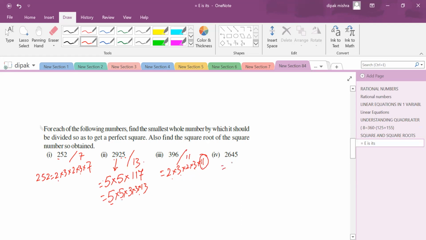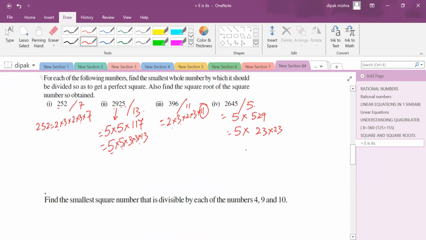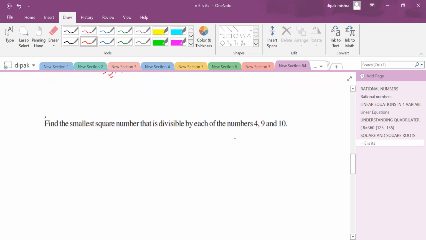Okay, again, if you divide it by 5, it becomes 5 into 529. Now 529, if you do the perfect square, it becomes 23 times 23. So the 23 pair is there, but 5 is alone. So you have to divide it by 5 to get a perfect square, right? So the answers are 7, 13, 11, and 5.